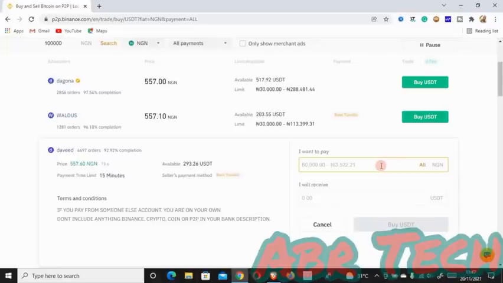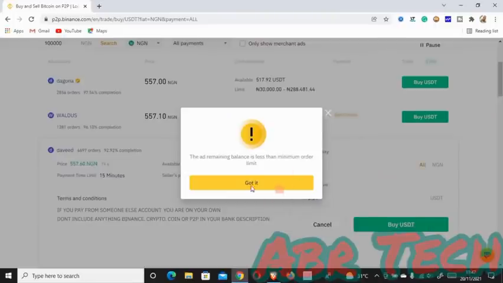Now I'm buying 100,000 worth of USDT, which is supposed to be 179. That's the whole thing. You're going to be seeing the buyer terms and conditions as well. If you pay from someone else's account, you are on your own. Don't include anything Binance, crypto, coin, or P2P in the bank description. So you should pay directly from your bank. This person has his own terms and conditions: pay directly from your bank, don't use another person's account. Look at that instruction. This is what I told you about.